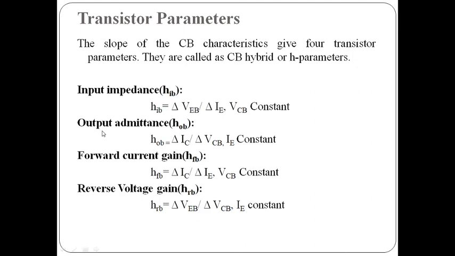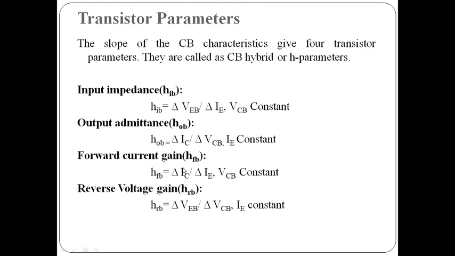The next parameter is your output admittance, indicated by HOB, which is the ratio of change in the collector current to the change in the collector to base voltage with emitter current kept constant. The output admittance can be calculated from the output characteristic curve. The next parameter is the forward current gain, HFB, which is the ratio of change in the output current to the change in the input current, that is, change in the collector current to change in the emitter current with VCB kept constant.